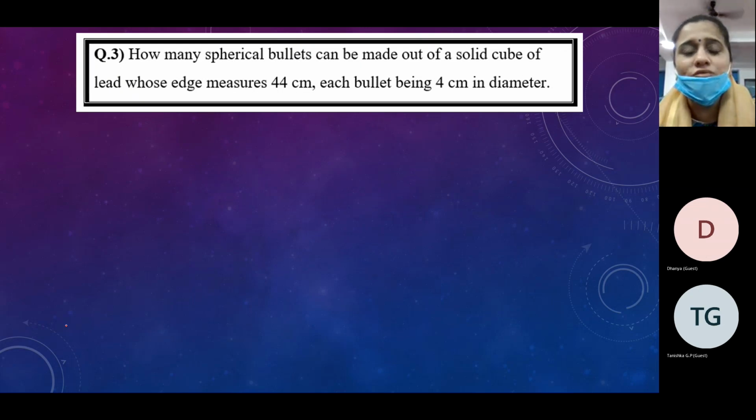So for the solid cube, we only need the edge, because for a cube, the length is equal to the breadth is equal to the height. And the edge is given to be 44. So you can find anything for a cube, meaning area, volume, anything you want. And for the bullets, the diameter of each bullet is given to be 4 centimeters. So for the sphere, you only need the radius. So we have both. Now the question is how many?